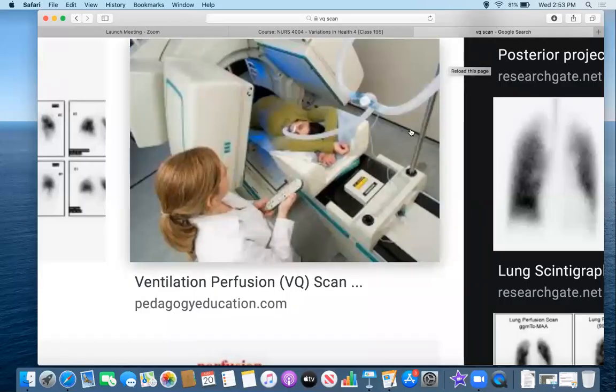So here's someone going for a VQ scan. You can see it's a pretty intense procedure, pretty costly. If you can diagnose the PE with a spiral CT, it's probably preferable.